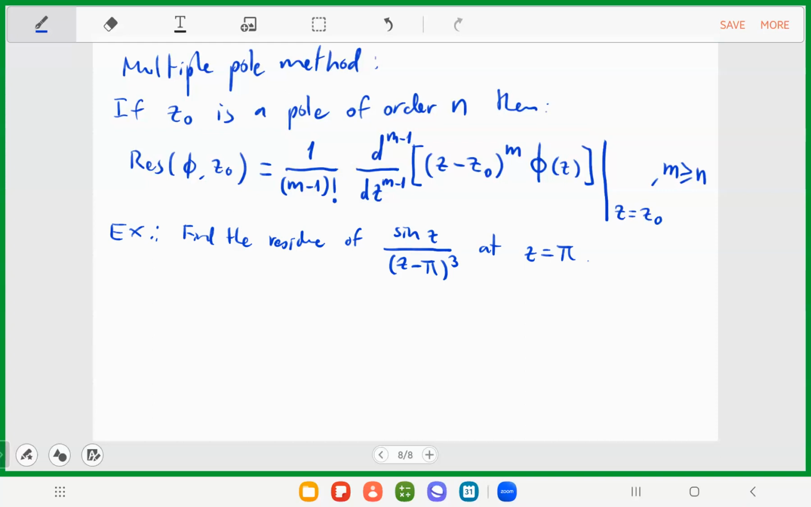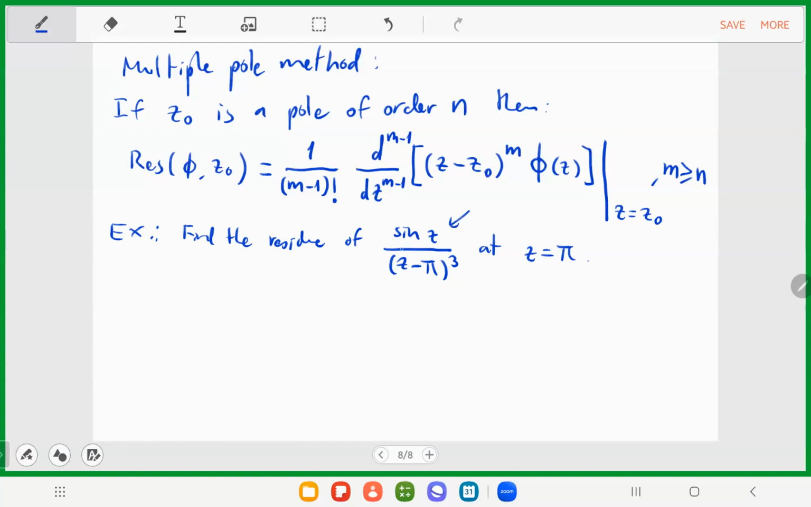What type of singularity is this? Order 3, right? It looks like a pole of order 3. Actually, it's a pole of order 2. And the reason is that the order of the zero of the denominator is equal to the order of the pole if the numerator is not 0.